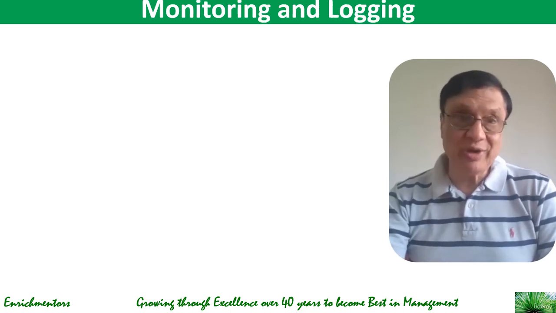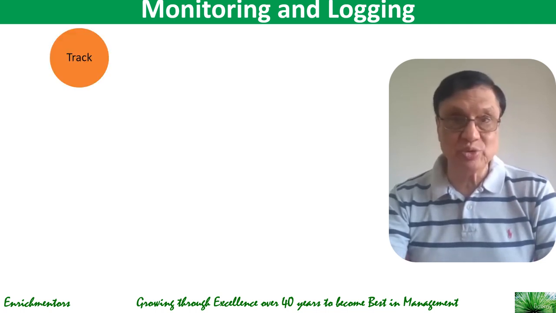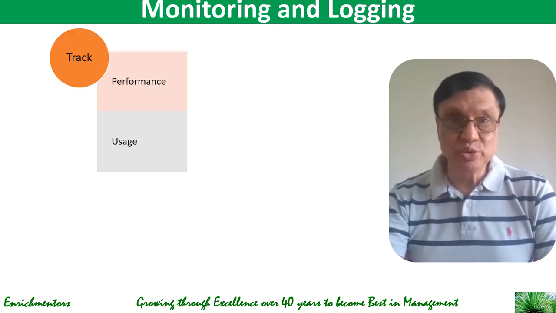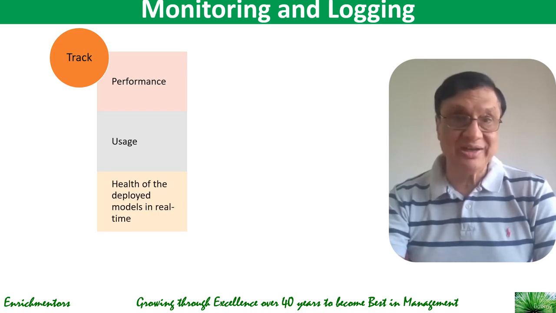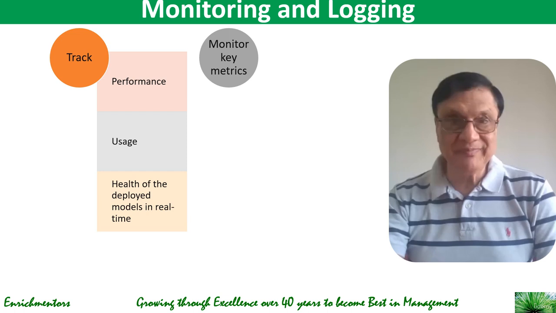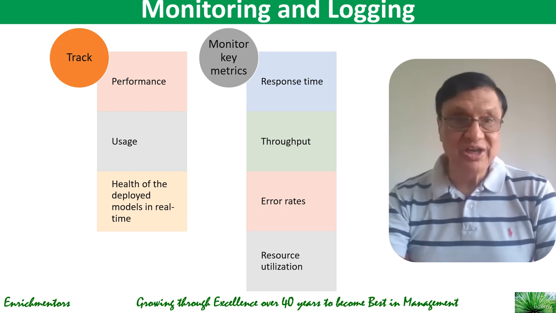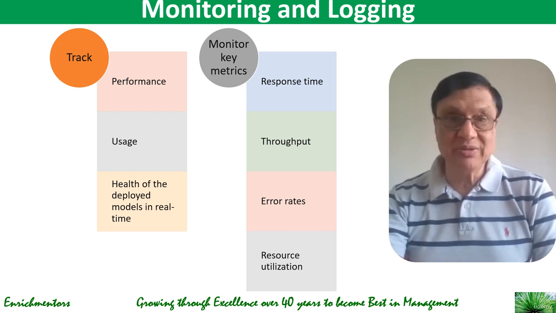Then once you have optimized the model performance, you need to implement a monitoring and logging system to track the performance, usage and health of the deployed model in real time. And what you need to do is to monitor key metrics such as response time, throughput, error rates, resource utilization, and basically this will help you detect anomalies or performance degradations.